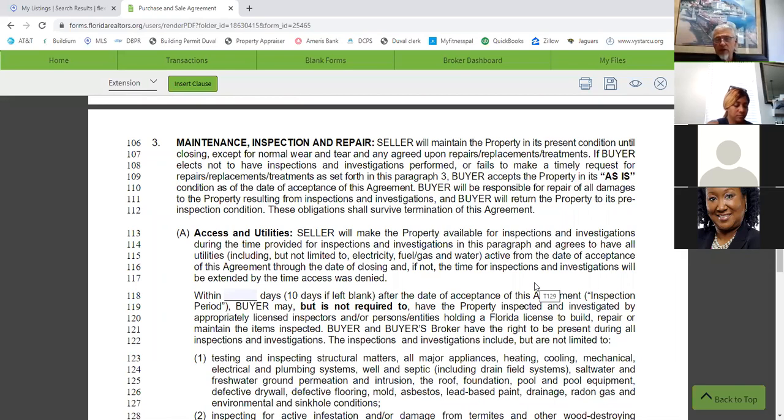Maintenance, inspection, and repair. Seller will maintain the property in condition until closing, except for normal wear and tear and agreed upon replacements, repairs, treatments. If buyer elects not to have inspections or investigations performed, or fails to make a timely request for them, then the property is as is. Okay. And as of the date of acceptance of this agreement, buyer will be responsible for repairs of all damages to the property resulting from inspections and investigations.